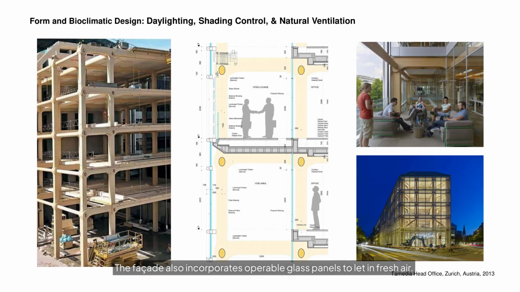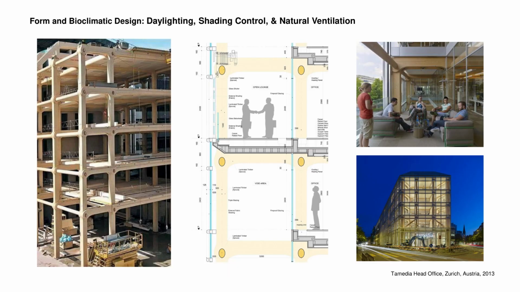The facade also incorporates operable glass panels to let in fresh air. The project shows an office building that stays bright and transparent without sacrificing comfort by embedding shading screens and ventilation capability right into its form and facade design.